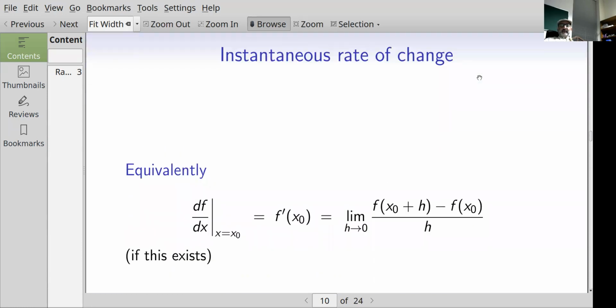Okay, now equivalently, if we let x be x naught plus h, where h is the distance from x to x naught, then I could also write it this way. df by dx at x equals x naught, which is f prime at x naught, is the limit as h goes to 0 of f of x naught plus h minus f of x naught over h. Okay? If this exists, right? The limits don't always exist. So it's possible that the derivative, or the instantaneous rate of change, at some point x naught does not in fact exist.